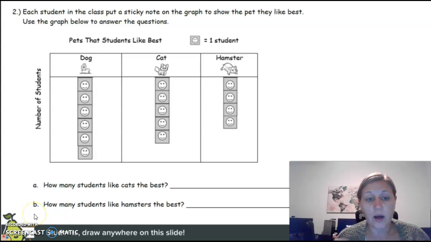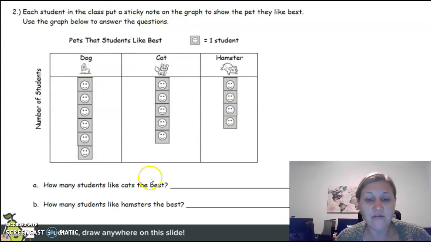Question 2 is all about measuring, and question 2 will be on the next, I think, 2 to 3 slides, okay? It says, each student in the class put a sticky note on the graph to show the pet they like best. Use the graph below to answer the questions.